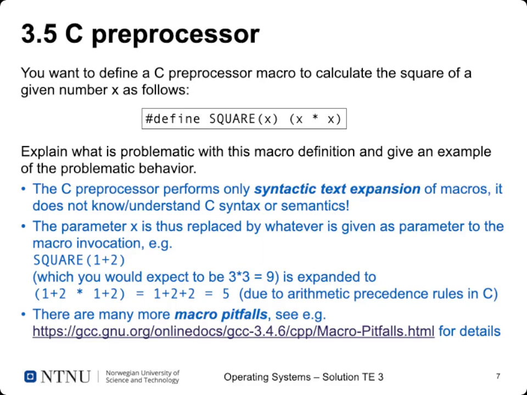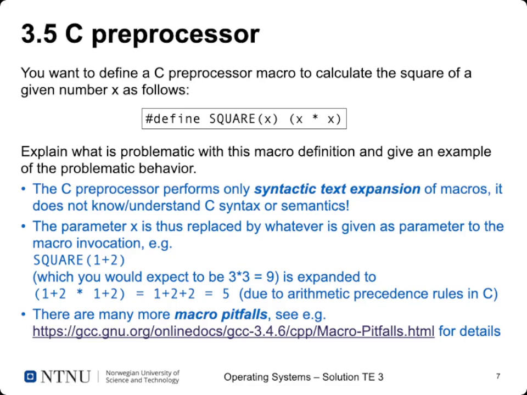Now the problem here is that in this case, the arithmetic precedence rules of C apply. So multiplication is evaluated first, even though it looks different. So the first thing that's evaluated is 2 times 1, which is 2. And then it adds 1 in the front and 2 in the end. So the result is 5 instead of square of 3, which we would expect it to be 9.